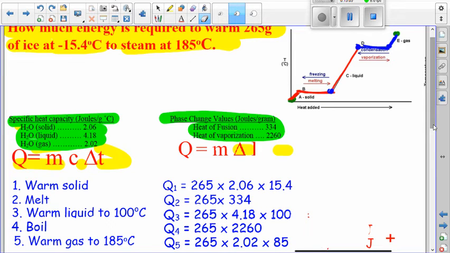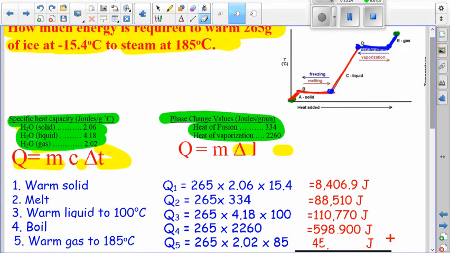Now I'm going to add them all up. That comes out to be a little over 8,000. That one's about 88,000. Going across the bridges is pretty expensive. Warming up that water is 110,000. The most expensive price will always be going across the expensive bridge. That's 598,000. And to warm that gas up at the end, that's another 45,000.